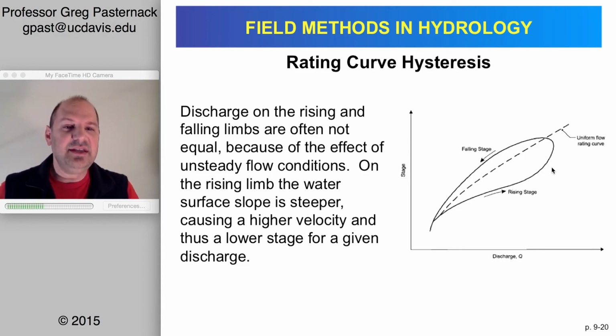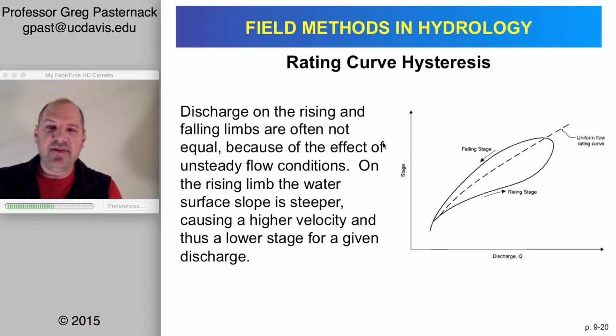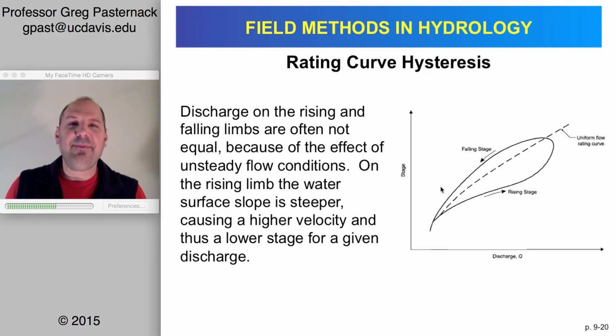The last thing I want to point out to you, second last, is the idea of hysteresis. Hysteresis means that the magnitude of something is a function of where you are in the process. So on the rising limb, you might have one relationship between stage and discharge, and on the falling limb, you might have a different one. Okay, so they're often not the same. That happens for many reasons.